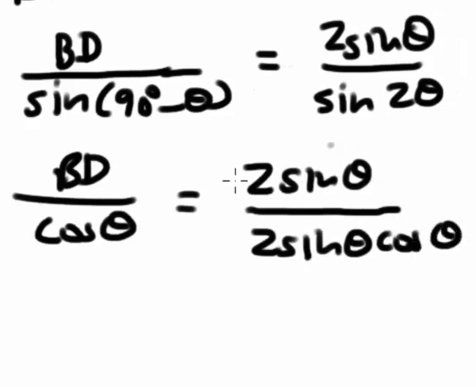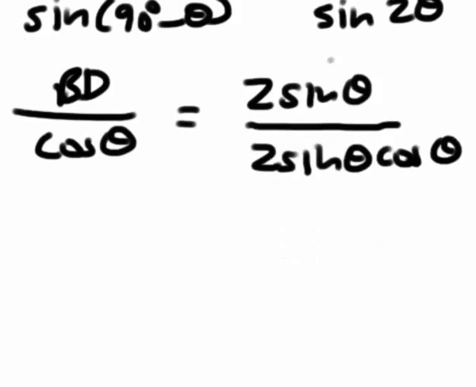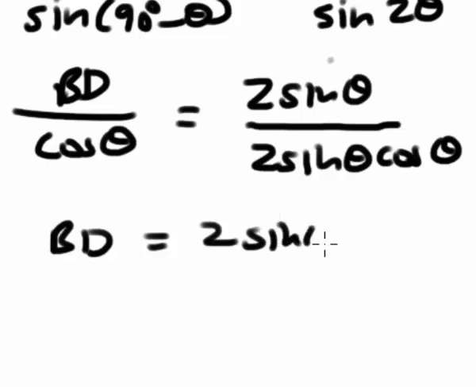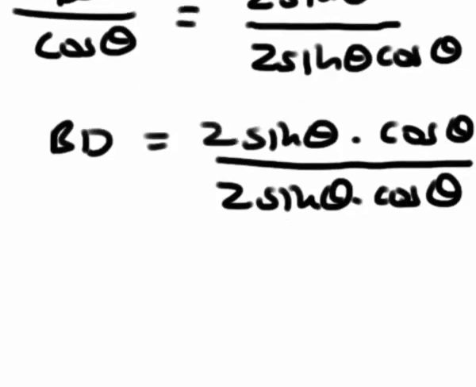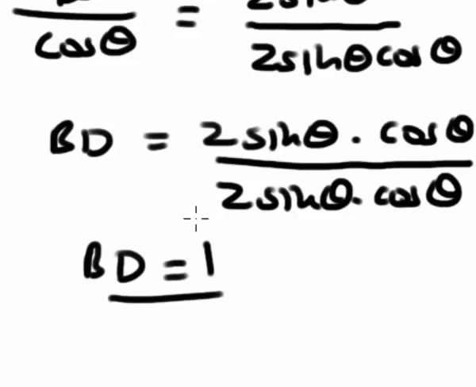Now if we multiply both sides by the cos, we get BD is equal to 2 sine theta cos theta, all over the exact same thing at the bottom. And guess what? It cancels, and therefore BD is equal to 1 unit, as we wanted.